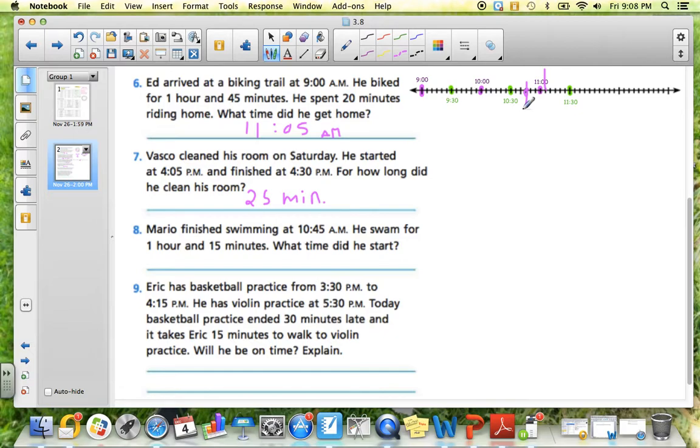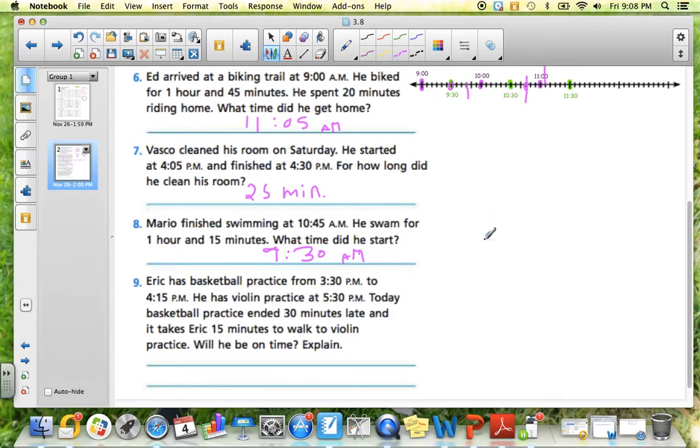And he swam for 1 hour and 15 minutes. So what time did he start? So let's count backwards from 10:45 to 9:45, because that would be an hour. So 10:45 to 9:45, which is 30, 35, 40, 45, right here. And then 15 minutes. So 5, 10, 15. This would leave us right here on the number line. So he started at 9:30 a.m.